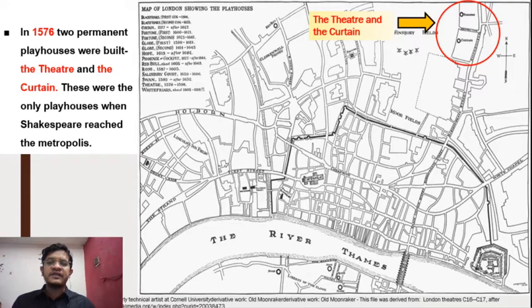In 1576, two permanent playhouses were built, the Theatre and the Curtain. These were the only playhouses when Shakespeare reached the metropolis. Here in the map, you can see the Theatre and the Curtain playhouses in London.